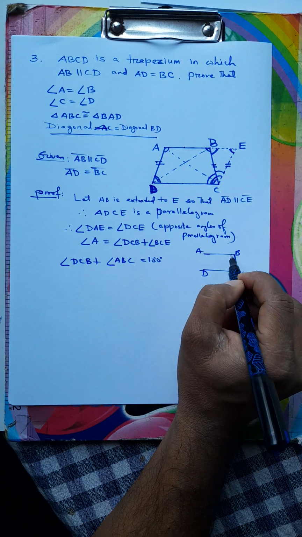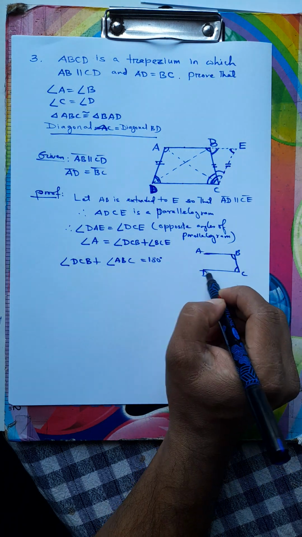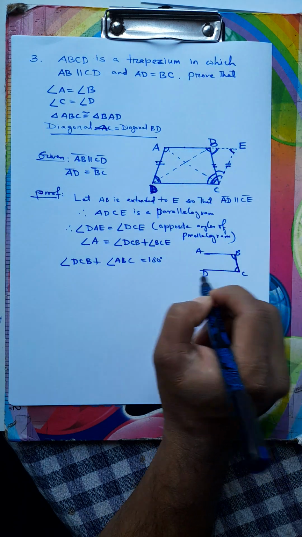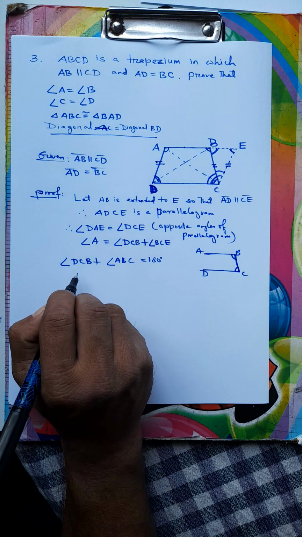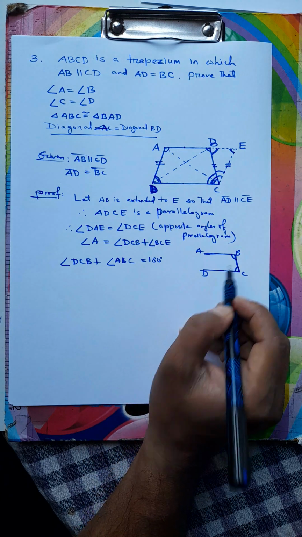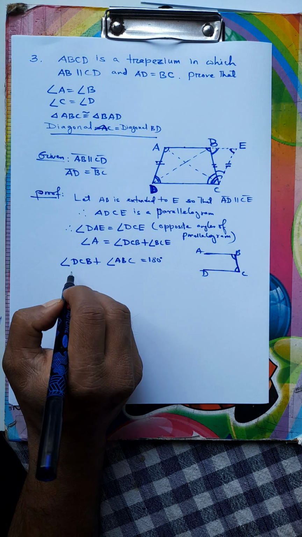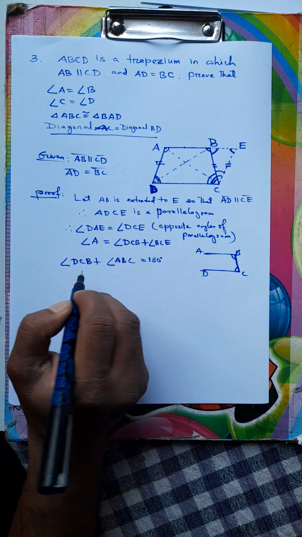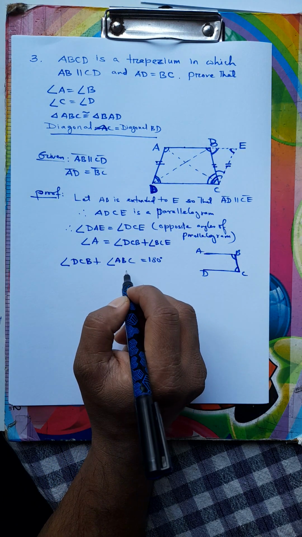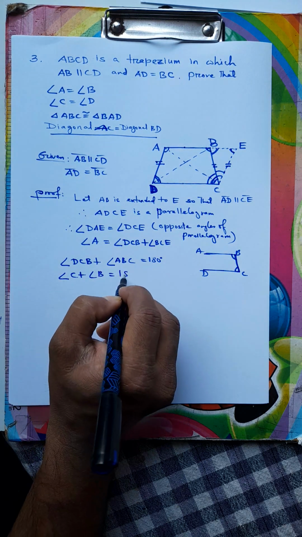The sum total of these two angles is 180, supplementary. These two lines are parallel, it's a transversal, so interior angles on the same side of the transversal are supplementary. So we find that angle DCB plus angle ABC is 180 degree. DCB means angle C actually, in the original drawing it is angle C, and ABC means angle B. That is angle C plus angle B equal to 180 degree.